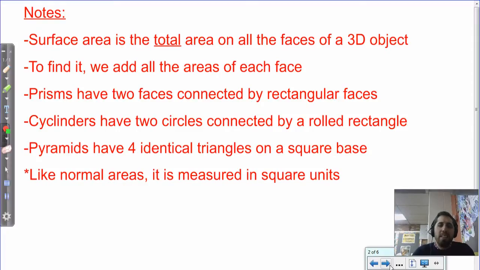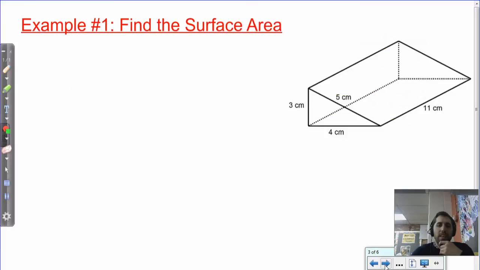And then finally, pyramids have four identical triangles on a square base, and so we're going to see that as well. Then finally, like normal areas, surface area is measured in square units because we're just talking about covering up two-dimensional faces. Let's look at some examples.